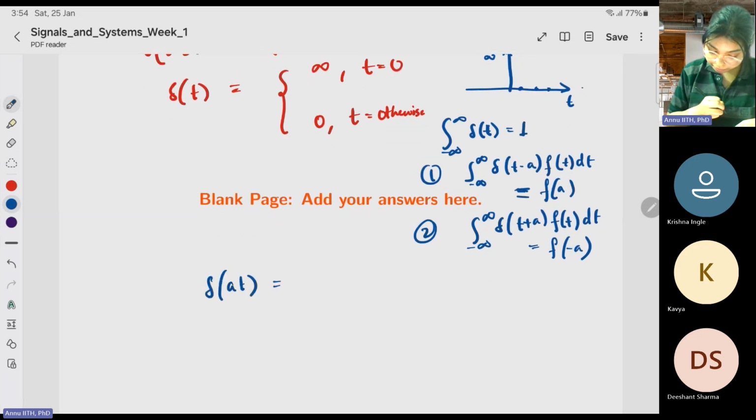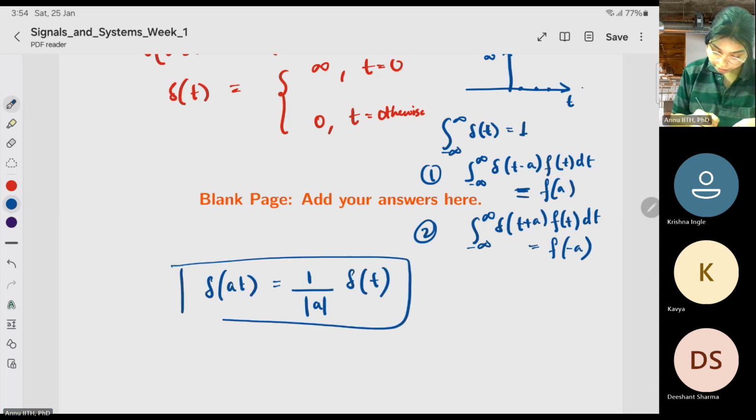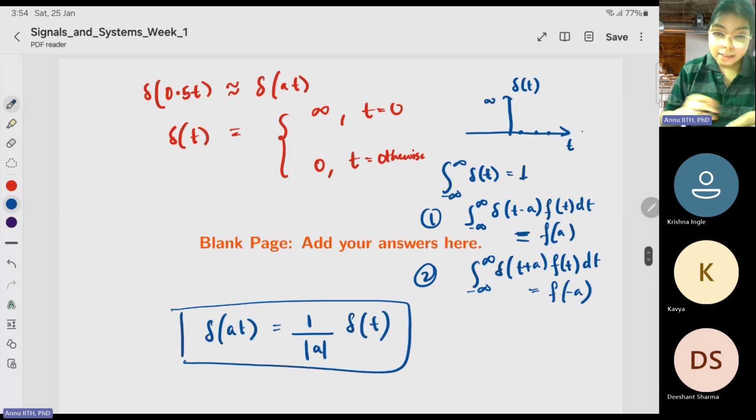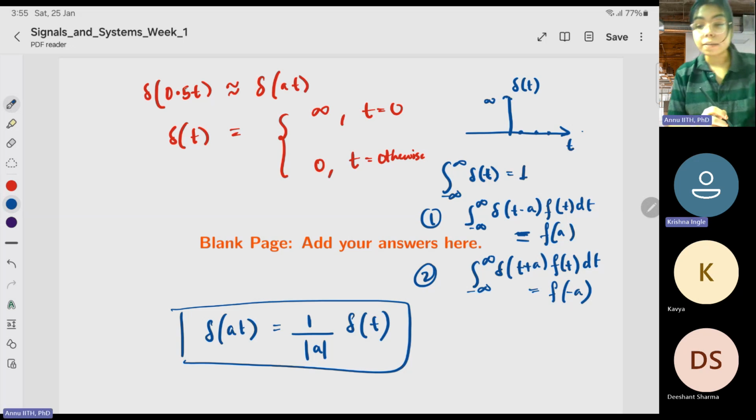How will it look like? So this is equal to 1 upon modulus a, delta t. Why? Because it is doing compression or expansion. What is it doing? Is 0.5 doing compression or expansion? Anyone? It is doing compression, since it is less than 1, so you are telling it's compression.